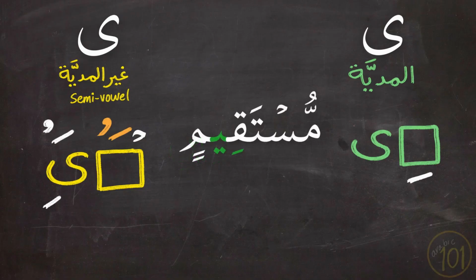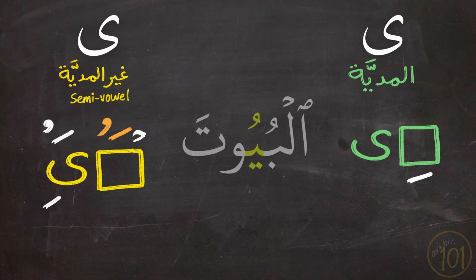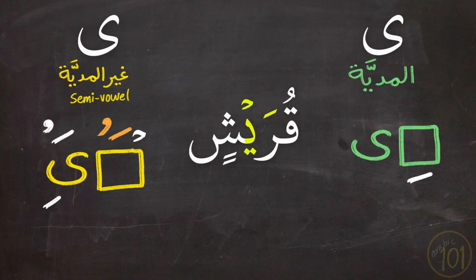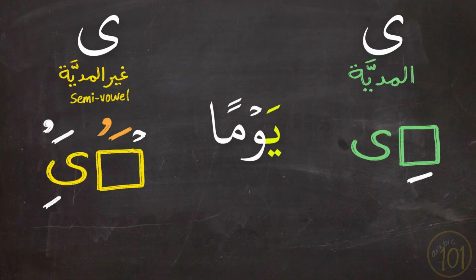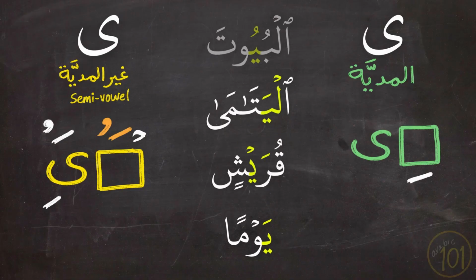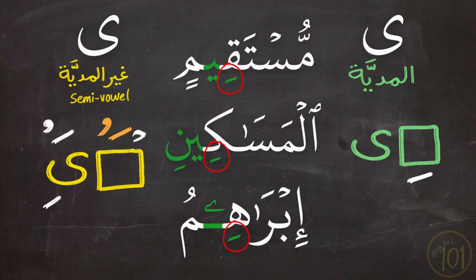المساكين, مستقيم, إبراهيم, البيوت, قريش, اليتامى, يوما. Notice الياء غير المادية is preceded by anything other than kasra. But notice how every ya maddiya is preceded by kasra.